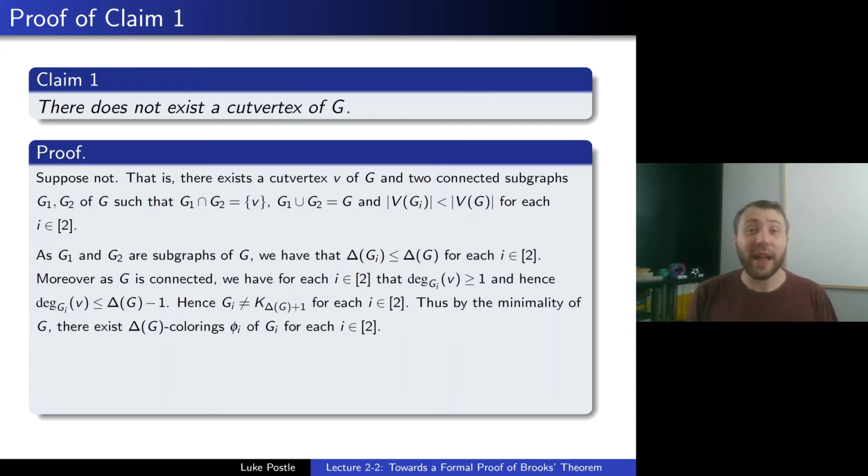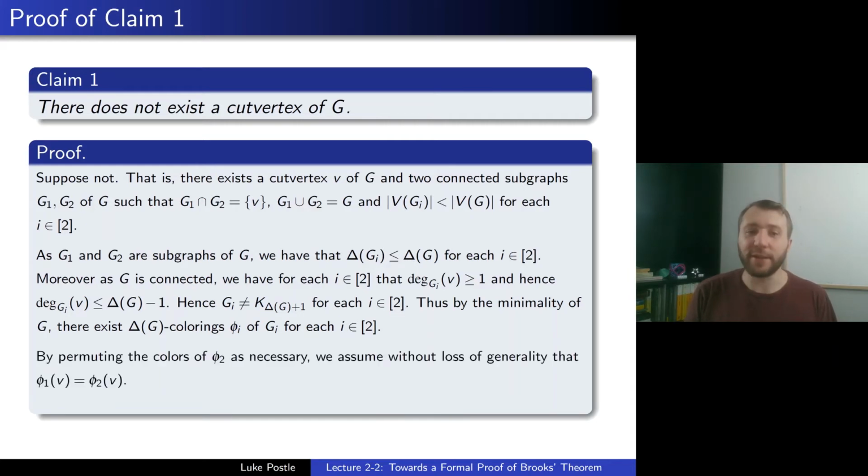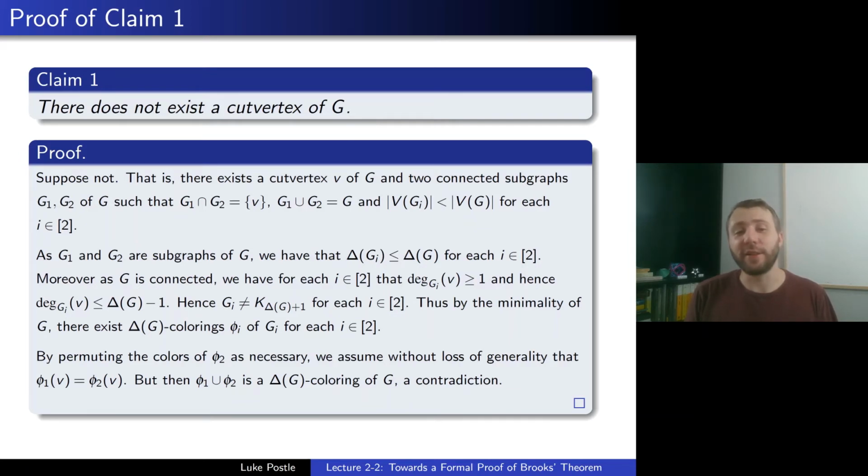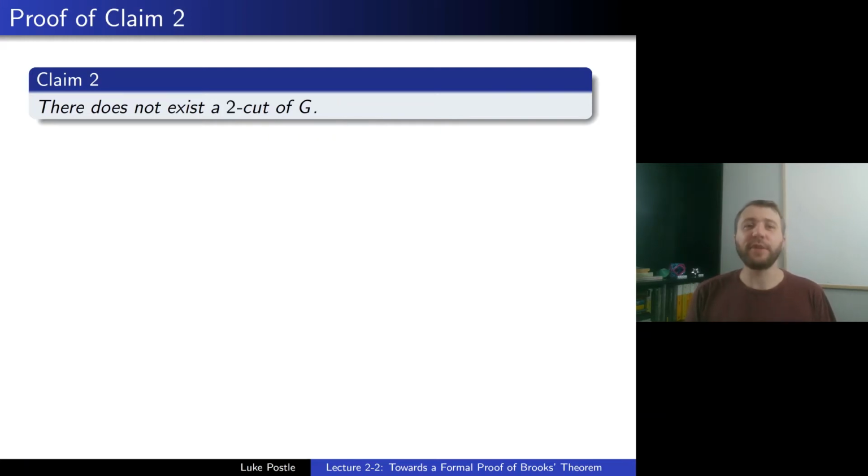And that establishes that, and thus by the minimality of G, there exist delta(G)-colorings phi_i of Gi for each i in {1, 2}. Then by permuting the colors of phi_2 as necessary, we can assume without loss of generality that phi_1(v) = phi_2(v). So we get them to agree on v, but then phi_1 union phi_2, if we just take the colorings together at that point, is a delta(G)-coloring of G, a contradiction. Okay, so we have established this proof of Claim 1.